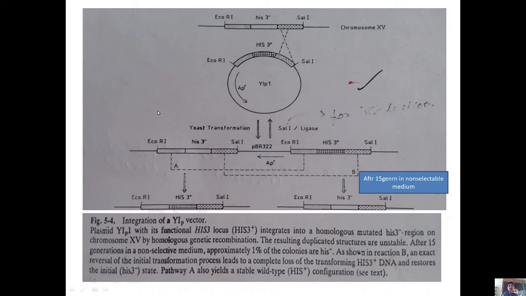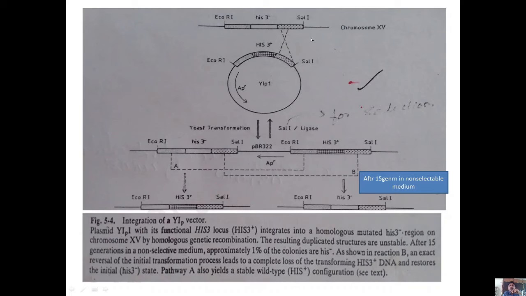Now what you have to do is introduce that vector into the yeast cell. So by means of the transformation process, you have introduced that YIp1 vector into the yeast cell. These regions are homologous in nature, that's why a recombination process can occur anywhere within these regions. So in this case, a crossing over or recombination process is happening at the SalI region. After that, this is chromosome number 15, into which this YIp1 vector has been introduced.